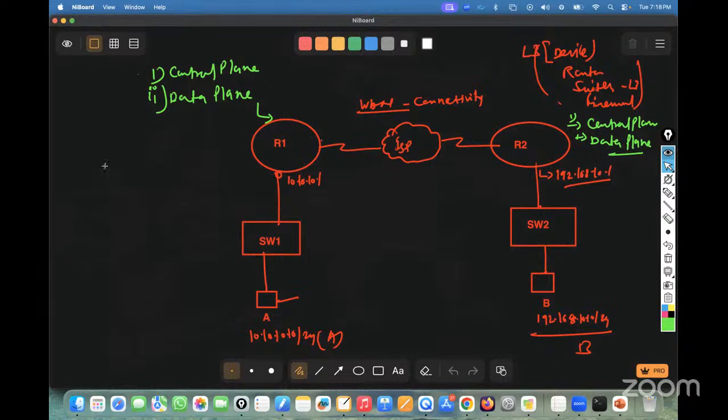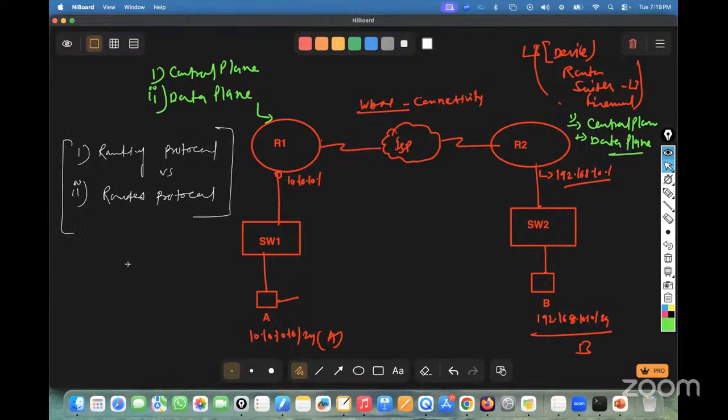Now we have two more protocols. One is known as the routing protocol. The second one is known as the routed protocol. Anyone know the difference between the routing protocol versus the routed protocol? Routing protocol is the control protocol, and routed is used to carry the traffic, like IP, IPv6, MPLS. Very good. IPv6 means the actual traffic. What you talk about is the routed protocol, right?